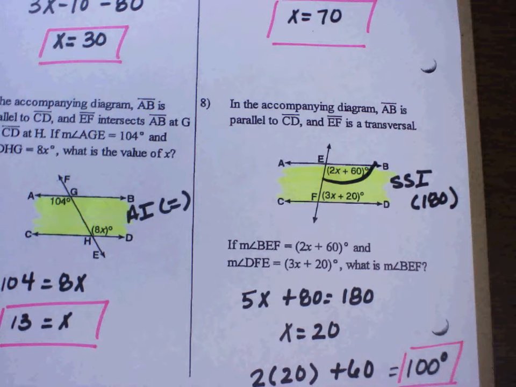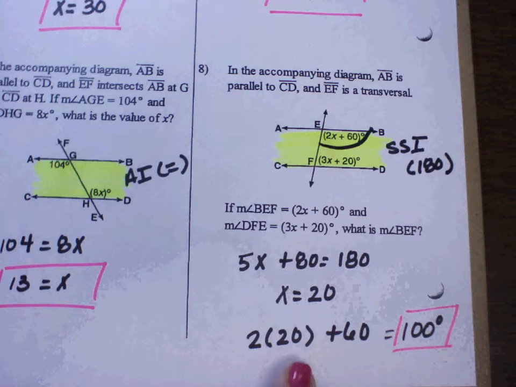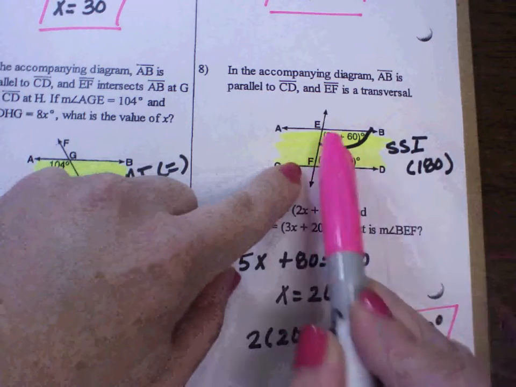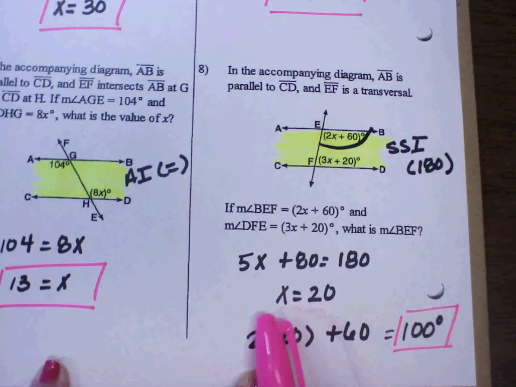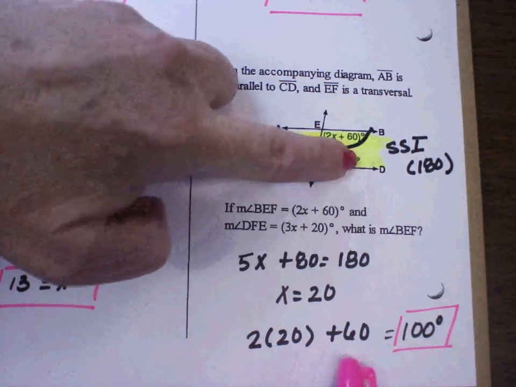For those of you that told me 20, you did not finish the problem. How many times have we talked about this? Too many. It wasn't asking you for X. What was it asking you? For 2X plus 60. Very good. It was asking for BEF. Exactly. So BEF was 2X plus 60. Yes, 20 is the value of X. But then you had to say 2 times 20 plus 60. Are we good? That's why I didn't finish, and you guys were already finished because you didn't finish the problem.